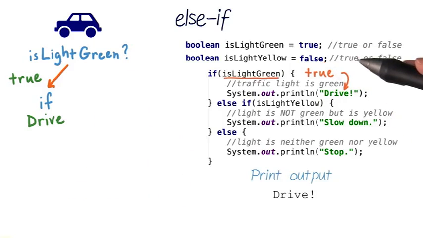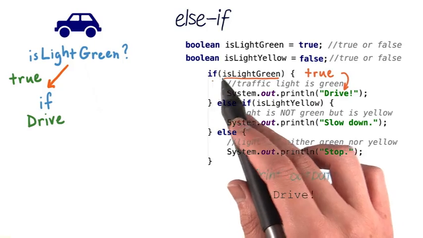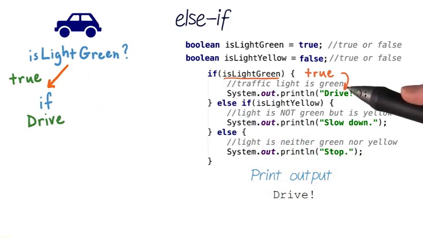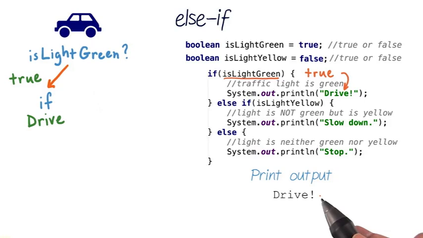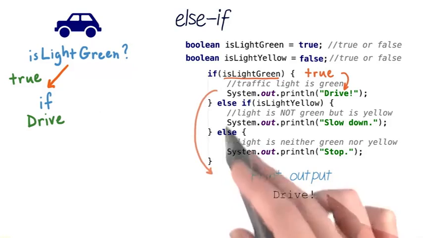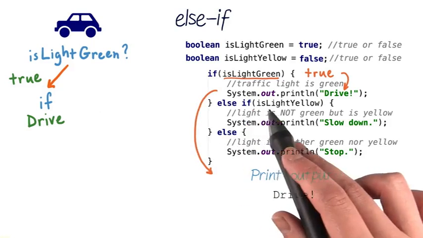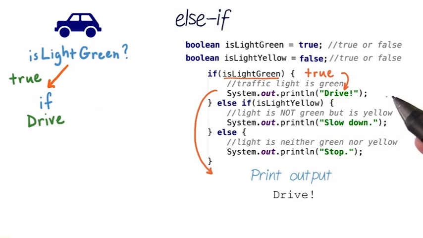Now that we have these Boolean values, the computer will go through our decision-making code line by line. It first gets to our if statement and checks whether isLightGreen is true. It is true, so we'll enter our if block of code and print out drive. And this will complete our code. That's all that will be printed. Our else if and else statements will be skipped entirely. The value of isLightYellow will never even be tested.